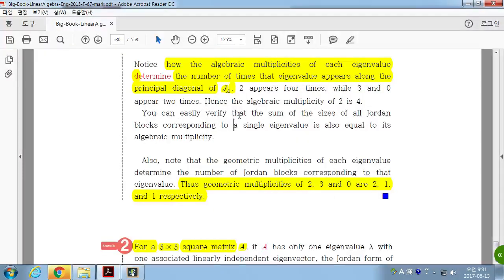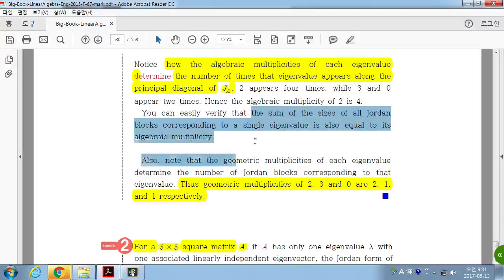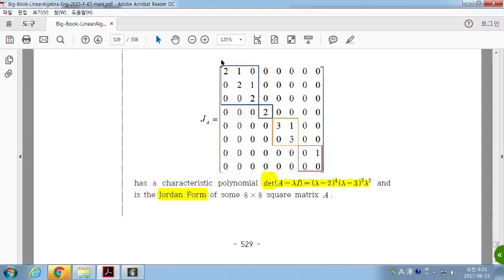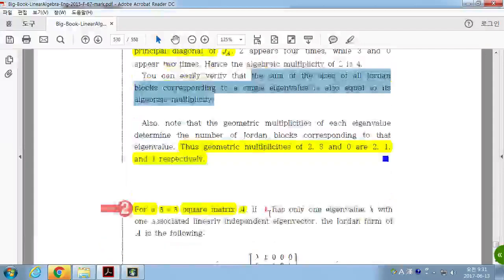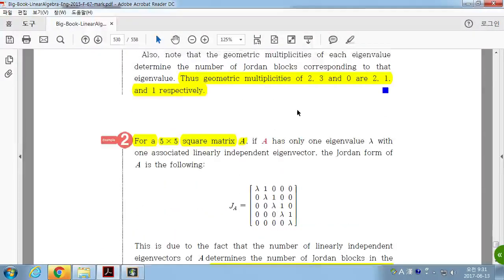You can easily verify the sum of the sizes of all Jordan blocks corresponding to a single eigenvalue is also equal to the algebraic multiplicity. So if you add up the sizes of the Jordan blocks, that's the same as the algebraic multiplicity of the eigenvalue. Here we have a 2 by 2 Jordan block for 3, which gives its algebraic multiplicity. Those are the properties.